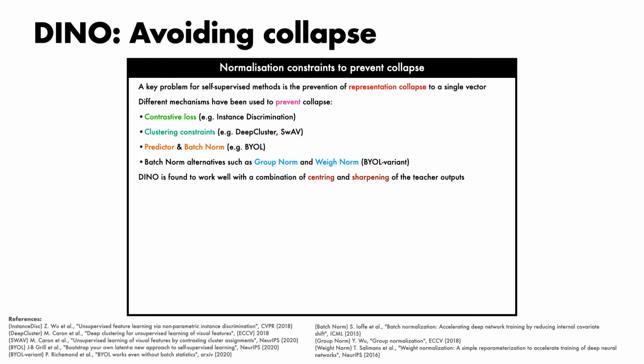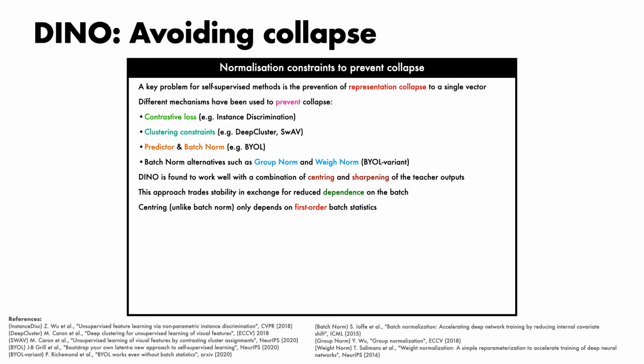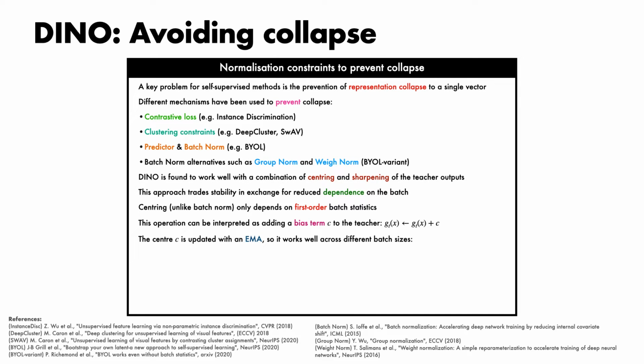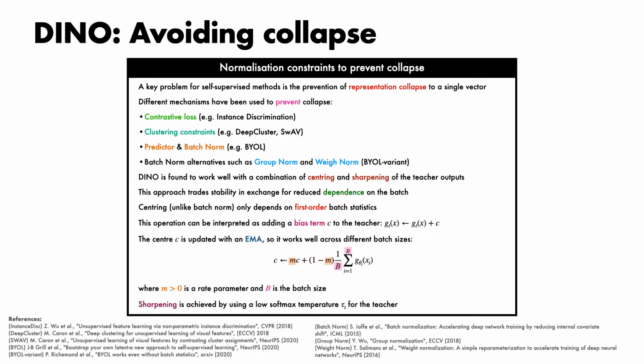The authors find that DINO works well using a combination of a centering operation and sharpening on teacher outputs to prevent collapse. In effect, this approach trades stability in exchange for reduced dependence on the batch being processed. In particular, centering, different from batch norm, only depends on first-order batch statistics. This centering operation can be interpreted as simply adding a bias term to the teacher outputs. The center, C, itself is updated via an exponential moving average, so it works well across different batch sizes. The moving average is defined as follows, where m is a rate parameter controlling the momentum, and B is the batch size. Sharpening of the outputs is achieved by using a low softmax temperature for the teacher.